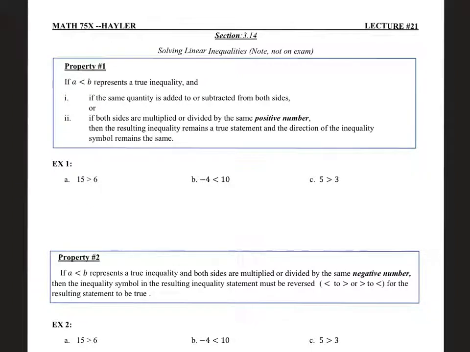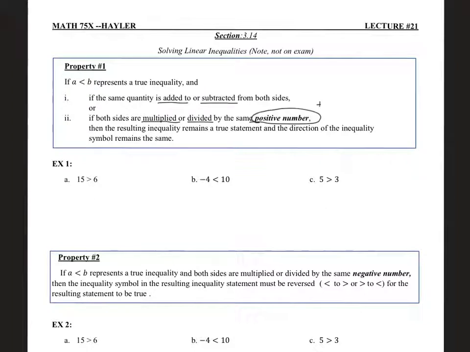So the first property: if you have A less than B, which already represents a true inequality, so a true statement, and if the same quantity is added or subtracted from both sides, or both sides are multiplied or divided by the same, and this is really important, the same positive number, it has to be positive, then the resulting inequality remains a true statement, and the direction of the inequality symbol remains the same.